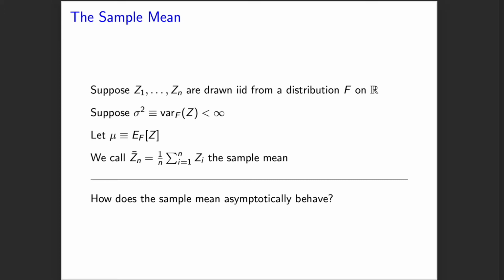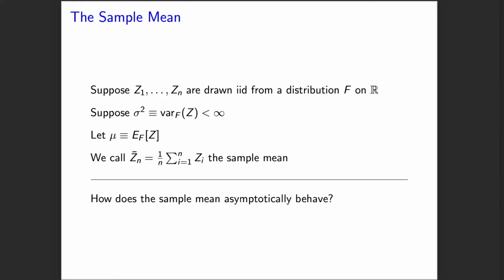Here we imagine we have n independent and identically distributed draws from a distribution f on R. We imagine that these random variables have bounded variance sigma squared, and we let mu denote their mean. In this case, we call Z bar n the sample mean, and it's just the average of those n IID observations. I will sometimes also refer to quantities like this as an empirical average, and that is to differentiate it from the population mean, which we can think of as a population average.